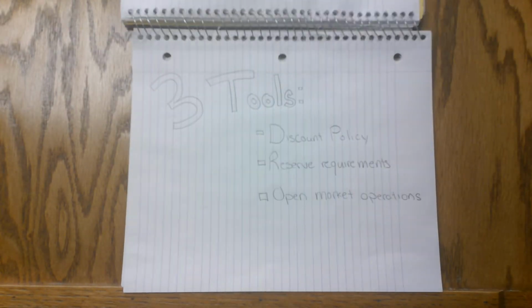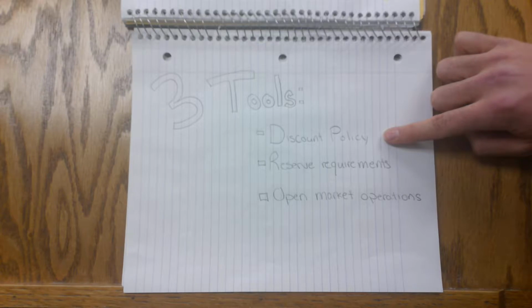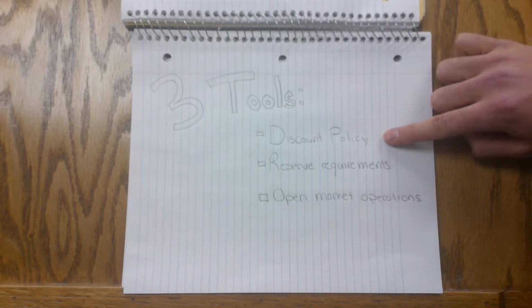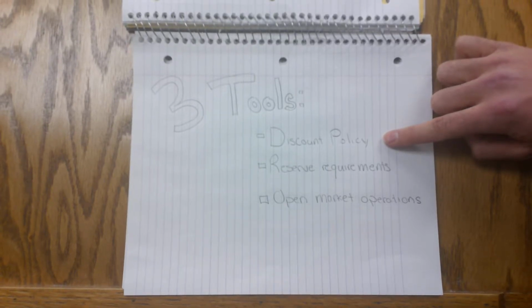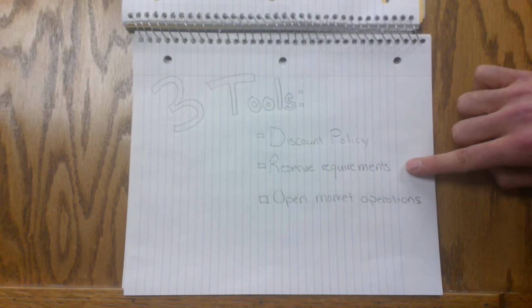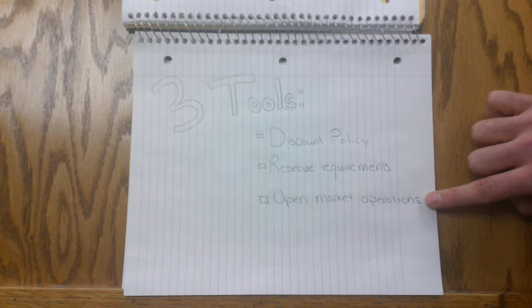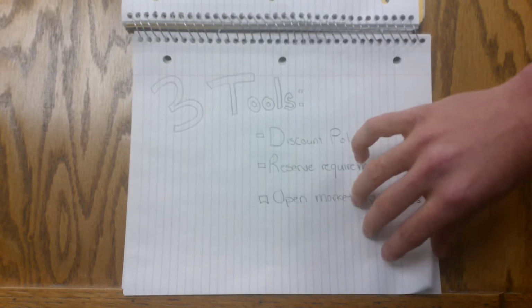The three tools are discount policy, which is when a bank borrows money from the Fed by taking out a discount loan. The Federal Reserve requirements is when the Fed reduces the required reserve ratio. It converts required reserves into excess reserves. And the open market operations, which is the buying and selling of Treasury securities by the Federal Reserve in order to control the money supply.